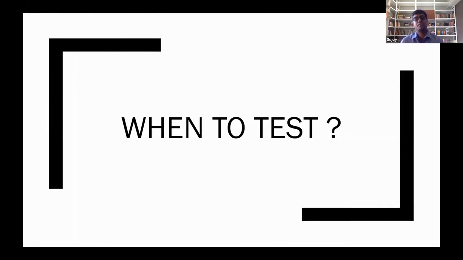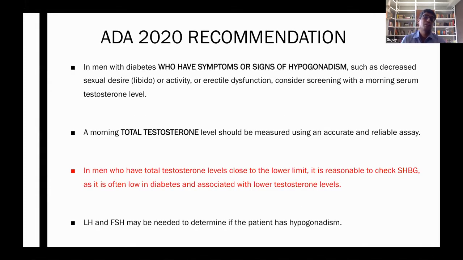But in a given patient, when should you test? Should you be testing all your type 2 diabetic individuals to figure out if they have low testosterone levels, all the males? Is it really going to be cost effective? So let us look at the recommendations of the wise people. If you look at the ADA guidelines, it clearly says in men with diabetes who have symptoms or signs of hypogonadism, there you can probably think of testing. And a morning total testosterone is what we should be testing at that point of time. In men who have total testosterone levels close to the lower limit, it's probably reasonable to check the SHBG. I'll talk about that a little later, as it's often low in diabetes and associated with low testosterone levels.